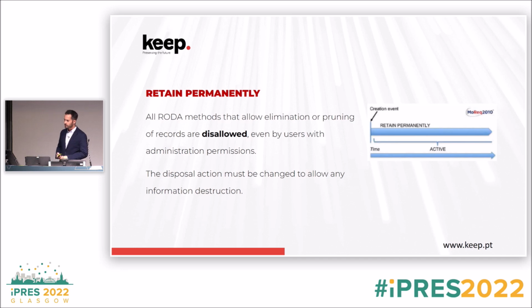In retain permanently, a record is kept forever, and if marked with this retention period, all methods that allow change or destruction are disallowed, even to administrator permissions or users. The disposal action must always be changed before allowing any information destruction.